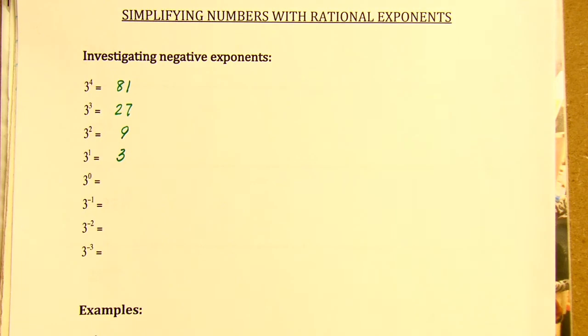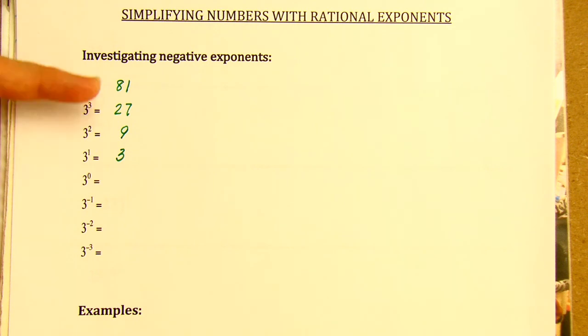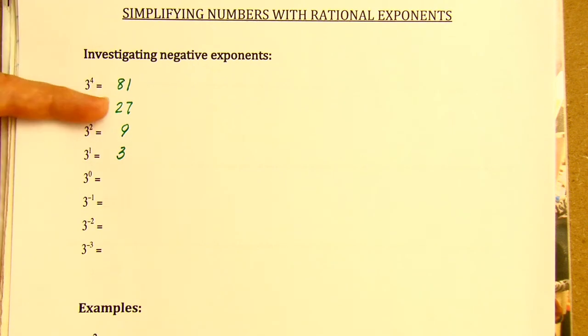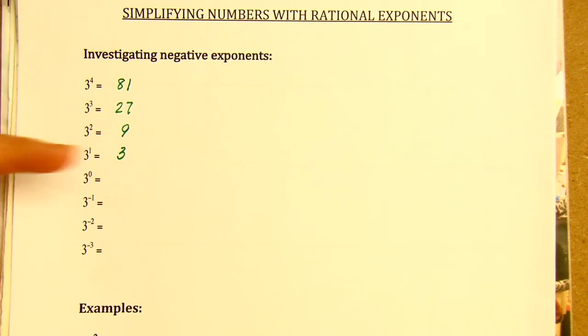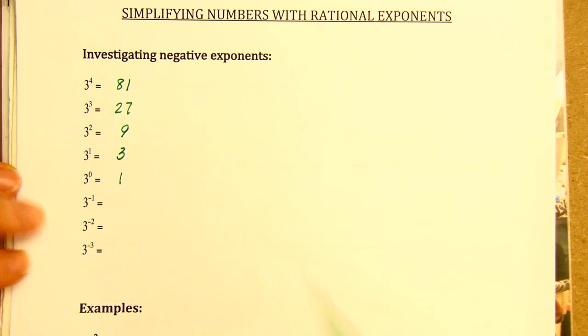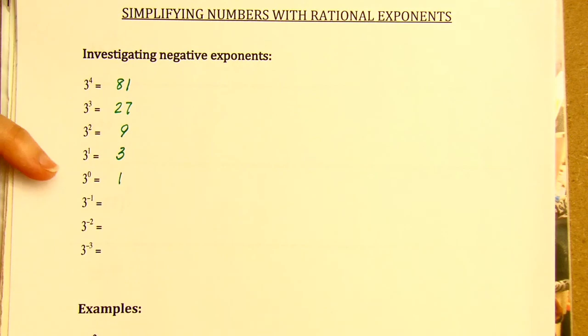Now if we look at these numbers, 81, 27, 9, and 3, the pattern here is to get to the number below it, you divide by the base 3. Okay, so 81 divided by 3 is 27, divided by 3 is 9, divided by 3 is 3. Divided by 3 is 1. And we already talked about any non-zero base being raised to the 0 power equals 1.